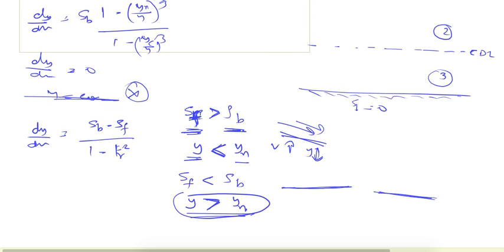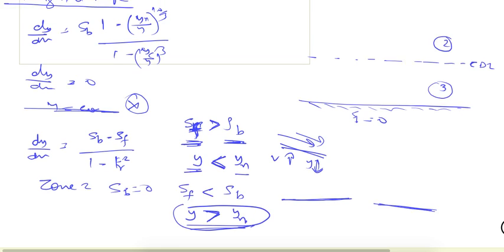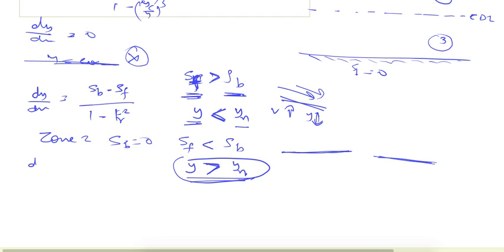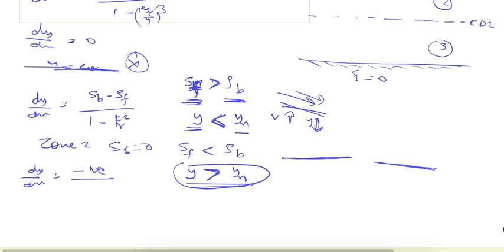So if I use this equation here in the zone 2, what we can see is Sb is equal to 0, and Sf will always be decreasing in this side. So friction slope will be coming down, that we are considering as positive. So it will be dy/dx equal to minus something, negative on the top. And for the Froude number, we can say in the zone 2 what will happen.